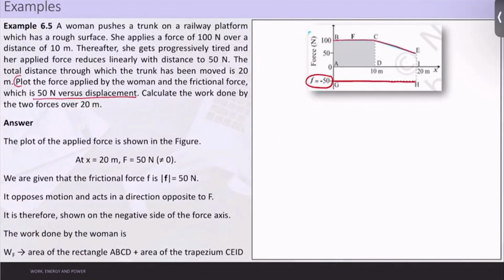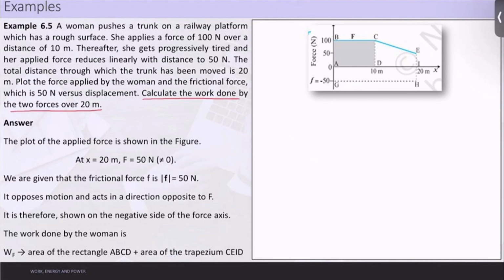So we plotted the force applied by the woman and the frictional force, which is 50 newtons, versus displacement. You can see clearly that this is a variable force, right? With the change in displacement, the force is changing. Now the question asks: calculate the work done by the two forces over 20 meters.